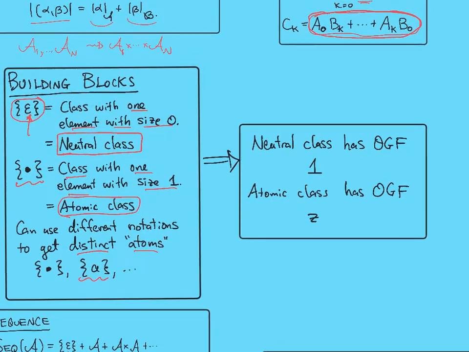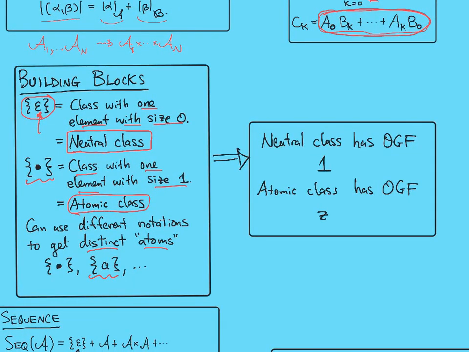So a neutral class has ordinary generating function just the one function. We'll write it as E of z is 1, because it has one element of size 0 and no other elements. And an atomic class has ordinary generating function just equal to z, because it has one element of size 1.